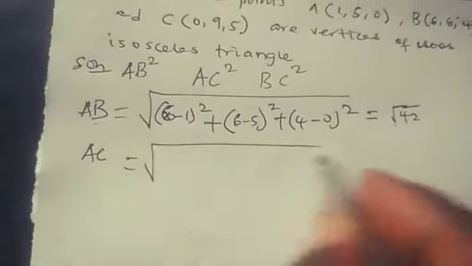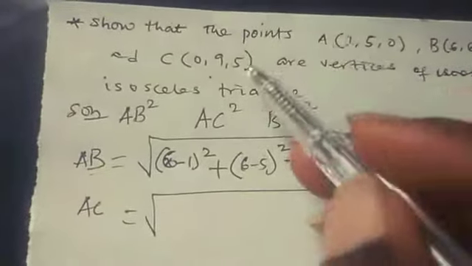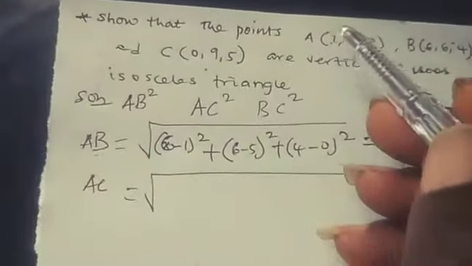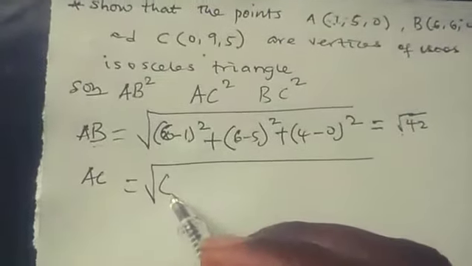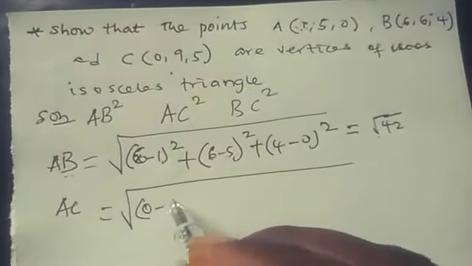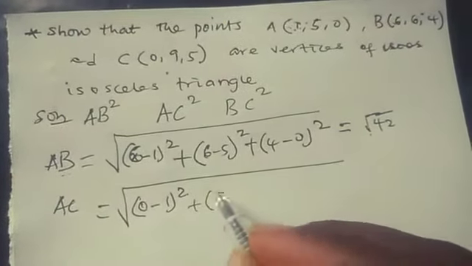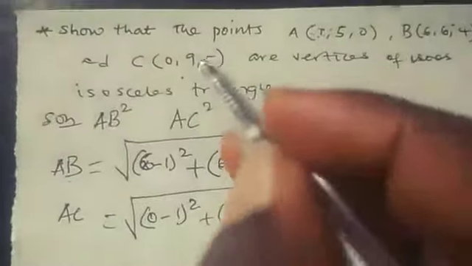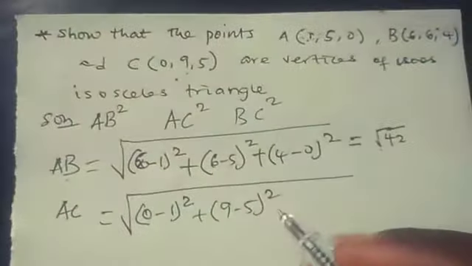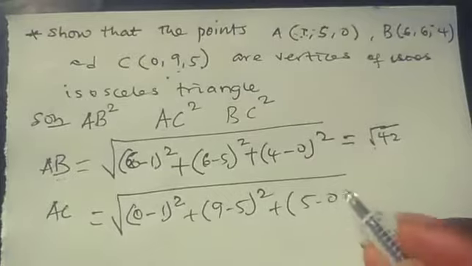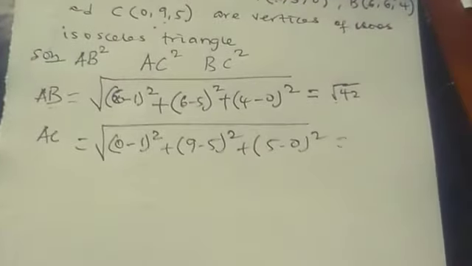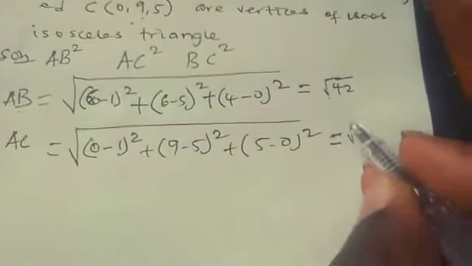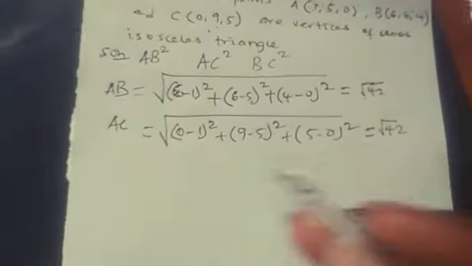AC. We are not dealing with A and C, so we still use the formula. The beauty of it is that you can take any one to be your S1 or S2. So this is this minus this: 0 minus 1 squared plus 9 minus 5 squared, plus 5 minus 0 squared. Which at the end of the day will give me the same square root of 42.